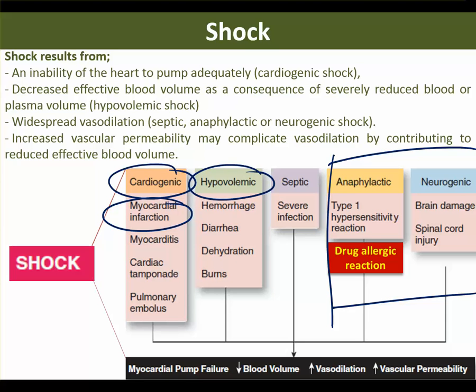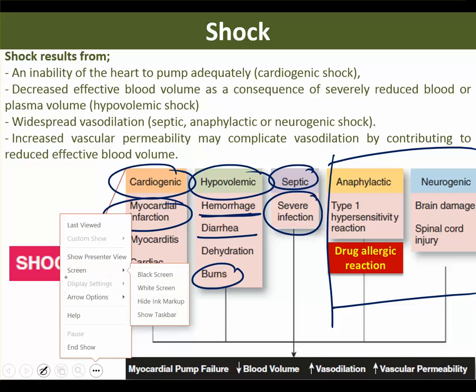Now hypovolemia, the reduced blood volume. The reason is hemorrhage. Hemorrhage means bleeding. Diarrhea. Burns. In burns, the blood volume is shifted to the interstitium because of endothelial injury. Understand? So septic, in severe infection. Severe infection will also produce the same thing, but I am going to discuss it a little more here.